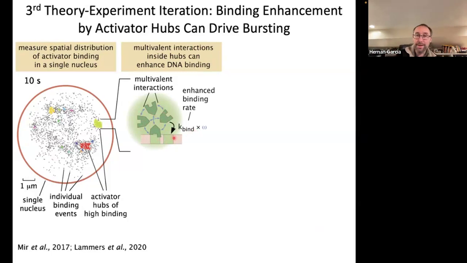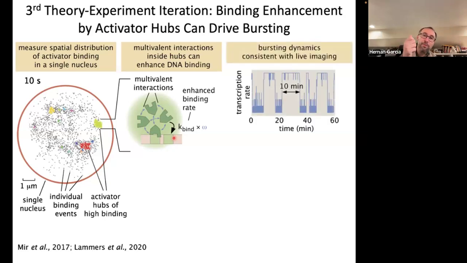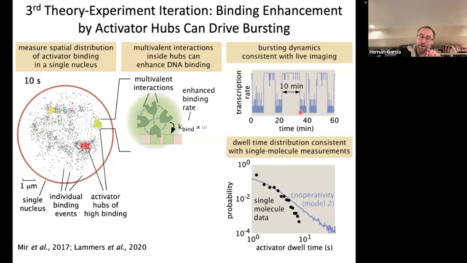Now, the interesting thing is that this is very easy to implement mathematically, and it predicts the exact same rate of transcription as you move through time, right? With the right time scale, 5 to 10 minutes, okay? But it does better. Not only does this, which is what our previous model could do, it also does better in terms of the predicted dwell time distribution of binding events on the DNA, okay? So remember, in black, this is the single molecule data, the distribution.